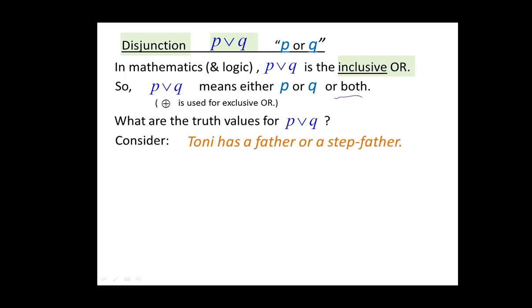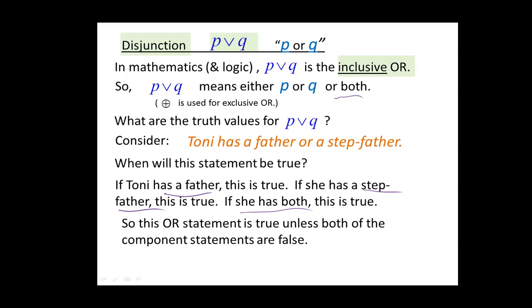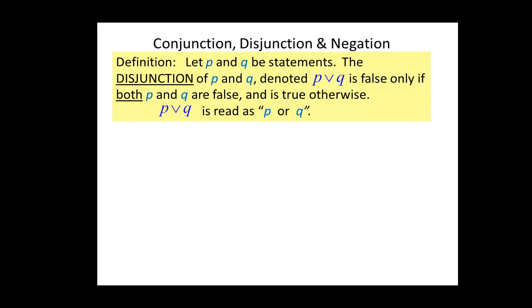So what are the truth values for P or Q? Well, let's take this case. Tony has a father or a stepfather. When is that going to be true? Well, if she has a father, it's automatically true. If she has a stepfather, it's automatically true. If she has both, a father and a stepfather, then it's still true. So really, it's true unless both of the component statements are false. The only way this statement is not true is if Tony does not have a father and does not have a stepfather.